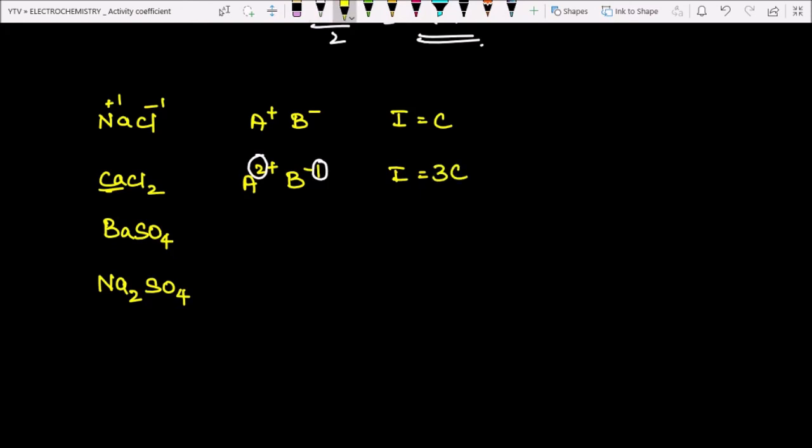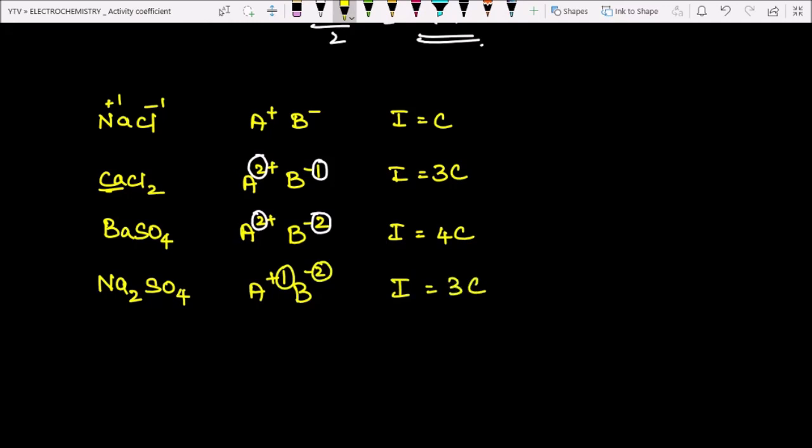That's all. Now you see for BaSO4, the charge of the cation is 2 plus. Similarly, the charge of the anion is minus 2. Don't see the sign, just add the magnitudes. 2 plus 2 is going to be 4, right? So I is equal to 4 times C. Similarly, for Na2SO4, I'll write Na as A, which is plus 1, and SO4 is B, which is minus 2. Now what will I write? I is equal to just the addition of the magnitudes of these two. What is the magnitude? 3, right? 3C. So this is how we can find it out.